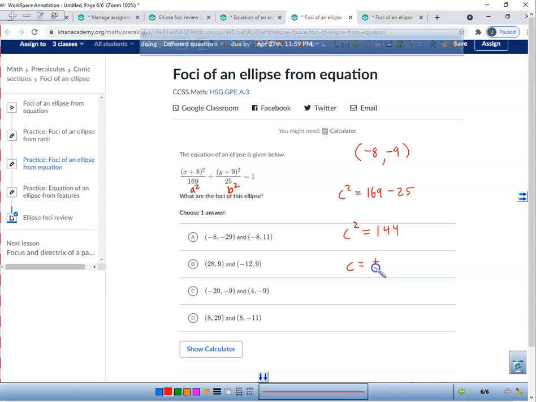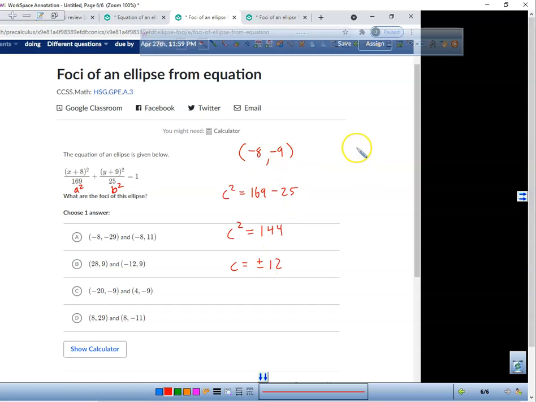So here's what I want you guys to see. When I say c equals what, plus or minus 12, because we've got to go to the left and to the right. Why? Because the major axis is running left and right, not up and down. So if I take away 12 from that, what's my focus 1 going to be at? If I take away 12 more, I'm going to be way over at negative 20 and a negative 9. And focus 2, if I add 12 to that, will be at 4 and a negative 9. So I'm looking for negative 20, negative 9, and 4, negative 9, which is right there.